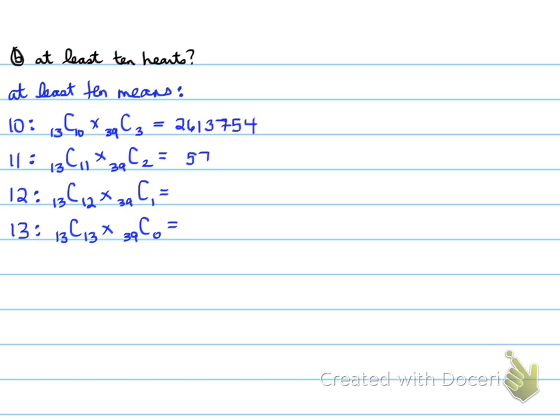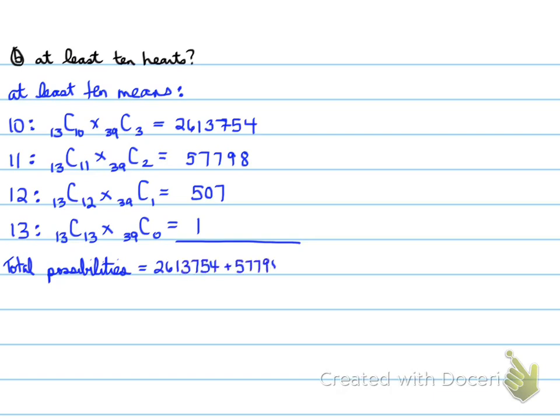What you end up having are these values, if you type them into your calculator. And the total possibilities is equal to the addition of all of these values here, which is 2,672,060 possibilities. Now, in this case, you don't want to use the indirect method because it's much easier just to find the direct and add them all together.